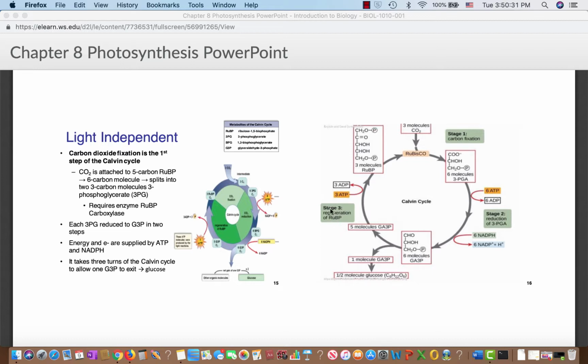You regenerate your RuBP, because you got back down to 3 molecules here. You lost 1 molecule of G3P, and you've got half your glucose, and then you start the process over again. You burn 3 more ATP here, so each cycle you're using 9 ATP. You do this 3 times, and eventually you end up with a glucose molecule.